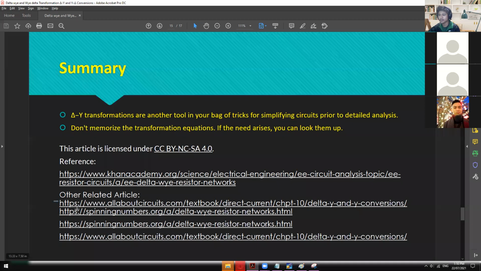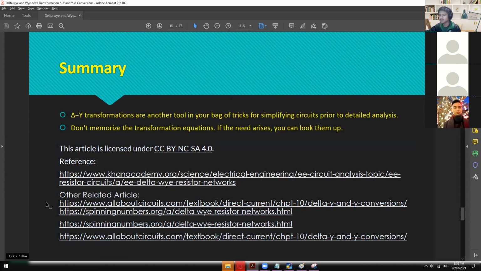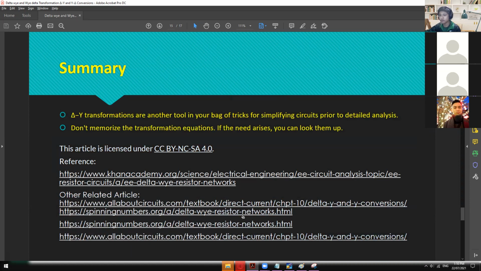Okay, so here are the other related articles. Of course, we also have All About Circuits. Pero mas nakita ko lang kasi na I think before because I created this one last year. So para mas madaling ituro, or mas madaling maintindihan yung nasa Khan Academy, that's the reason why nag-switch ako sa Khan Academy for delta to Y transformation. But nevertheless, if you want to learn more, you can visit those four websites.